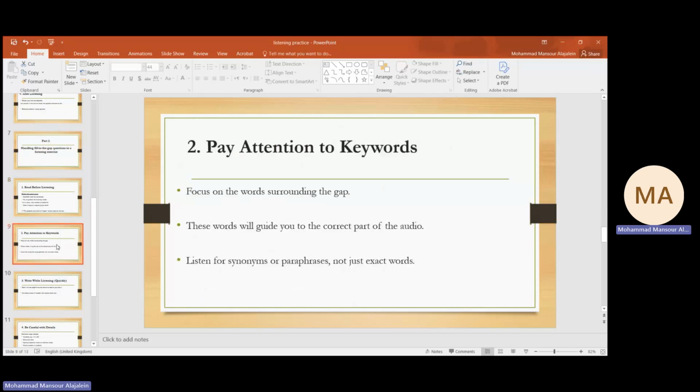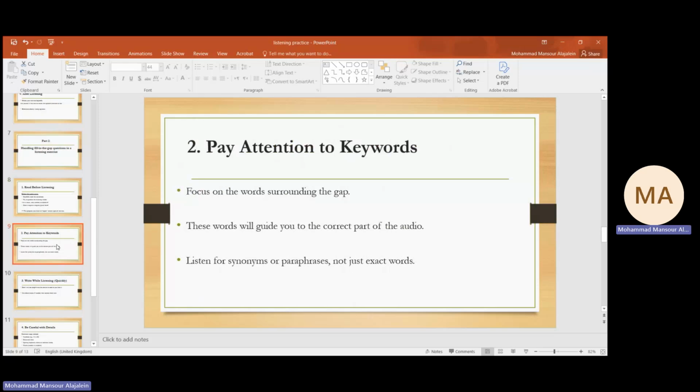Pay attention also. You need to pay attention to keywords. Focus on the words surrounding the gap. We have a sentence or context with a space, and the words surrounding the space, before it or after it, are the keywords. Pay attention to them in order to give yourself a chance to listen to the exact word that you need. Those words will guide you to the correct part of the audio, and listen for synonyms or paraphrase.